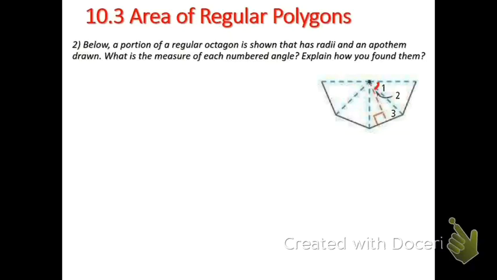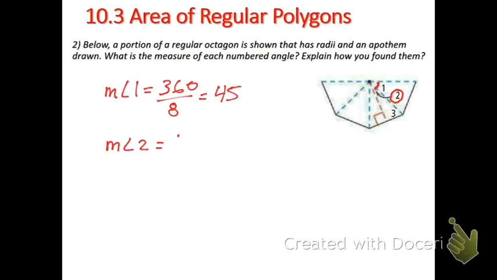So to find the measure of angle 1, we would just take 360 divided by 8. 360 divided by 8 is going to give us an angle measure of 45. So angle 1 is just 45. Then, like in the last example, to find the measure of angle 2, it's half of that very same angle measure. So we're going to take the measure of angle 1 and cut it in half. And so half of 45 is 22.5 degrees.